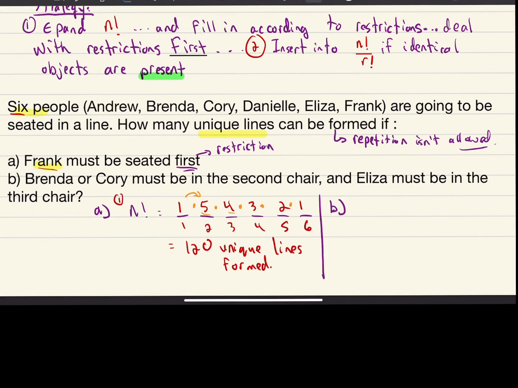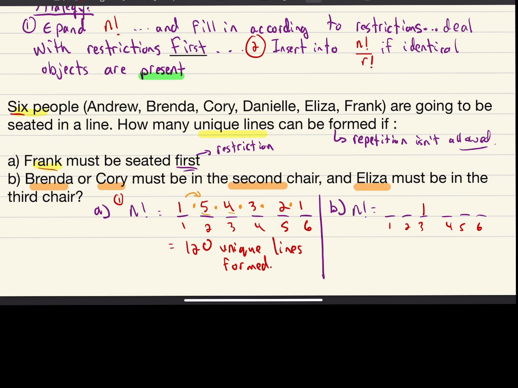So now for part B, it says Brenda or Corey must be in the second chair and Eliza must be in the third chair. So what we're going to do here is, like we did the first time, expand our n factorial into 6 subjects or cases, and we're going to deal with the restrictions first. So we know that Eliza must be in the third chair. If I'm labeling the chairs as follows over here, then I'm going to put 1 for the third chair because only Eliza can be there.